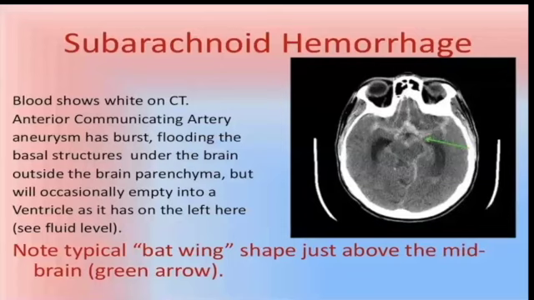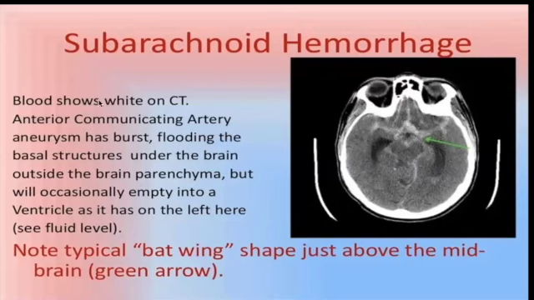Okay, so again, I'm just going to read this slide. I think we've gone through enough concerning subarachnoid hemorrhages. So it says here that the blood shows as white on the CTs. It says here that the anterior communicating artery aneurysm has burst, flooding the basal structures under the brain, outside the brain parenchyma, but will occasionally empty into the ventricle. So this patient had a very recent rupture of the anterior communicating artery. So we caught the brain image just before the blood started filling into the ventricles. And it says this is the typical bat wing shape, just above the green line. So this looks like a bat wing.